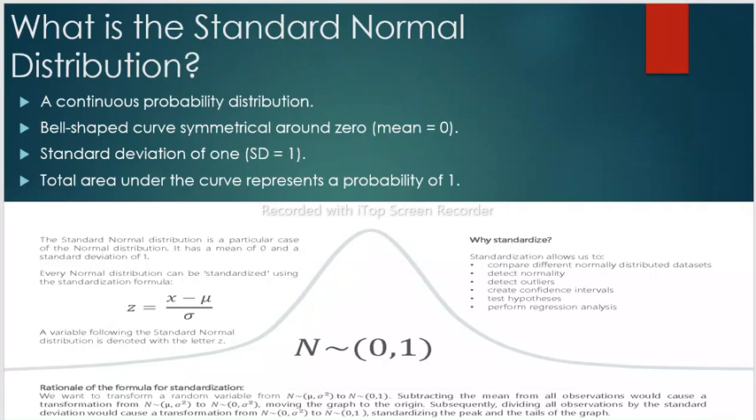So, what is the standard normal distribution? Standardization is the process of transforming a variable to one with a mean of 0 and a standard deviation of 1. This simple formula allows us to do that. Logically, a normal distribution can also be standardized. The result is called a standard normal distribution.